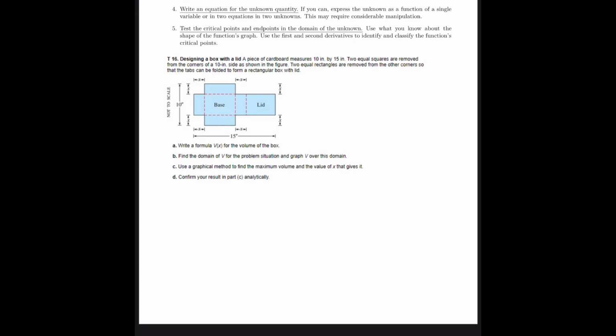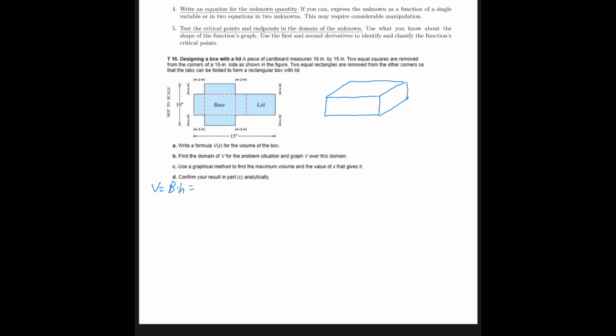Okay. So what we've got here is the base of what will end up being our box, but it's made out of one big rectangle that's 10 inches by 15 inches, and we're cutting out squares and rectangles to turn this into a box. So in the end, we'll be able to fold this into a three-dimensional box that looks something like this.